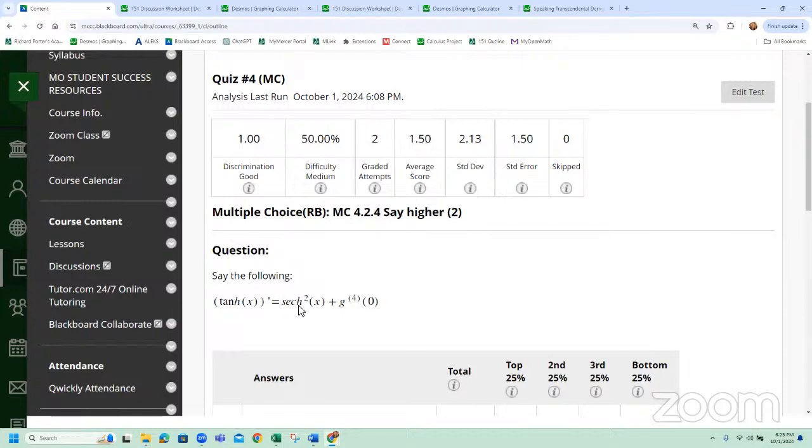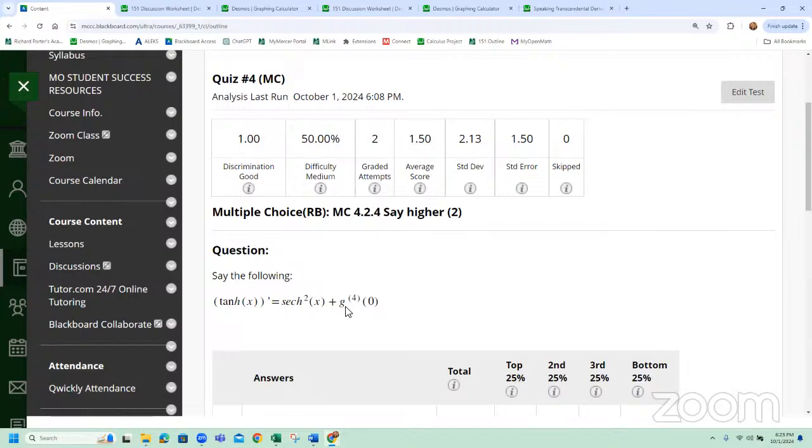You want to take a stab at this one? Sure. Hyperbolic secant squared of x. That's great. Now the plus last, g to the power of 4, opening statement 0, closing statement. Okay. So that means evaluated at 0, but that 4, it's not to the fourth power.